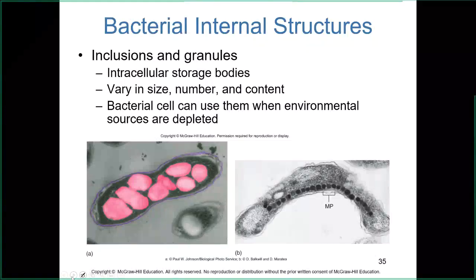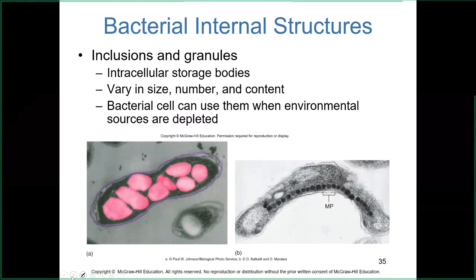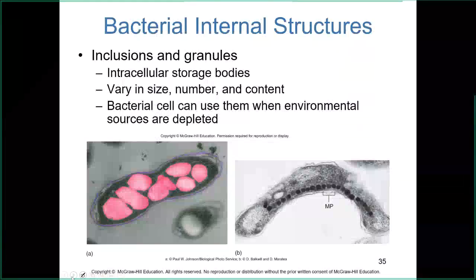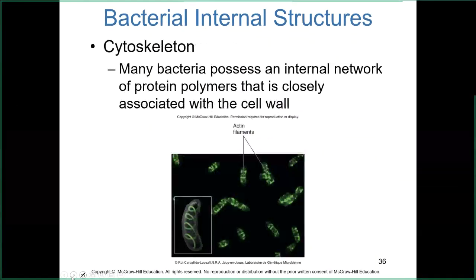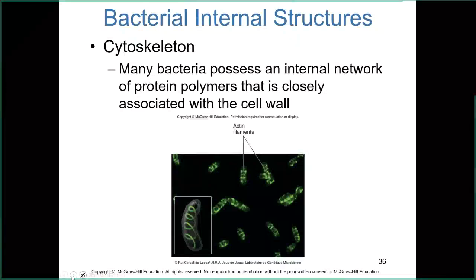And if you're photosynthetic and you live in water, it's best to ride high in the water because you can get enough light for photosynthesis. And then we have cytoskeletal elements. These are proteins that give the cell its shape.